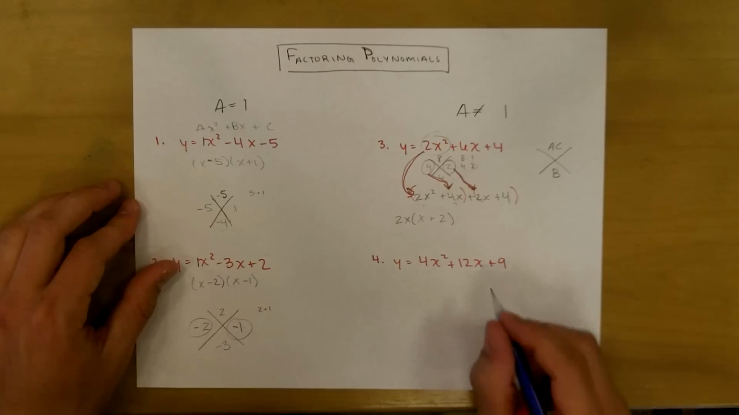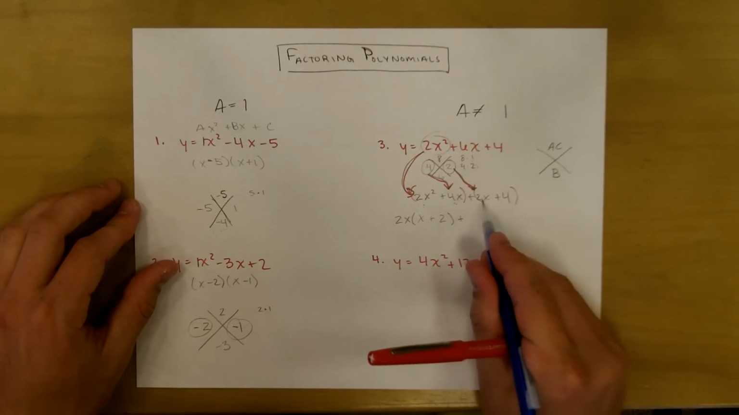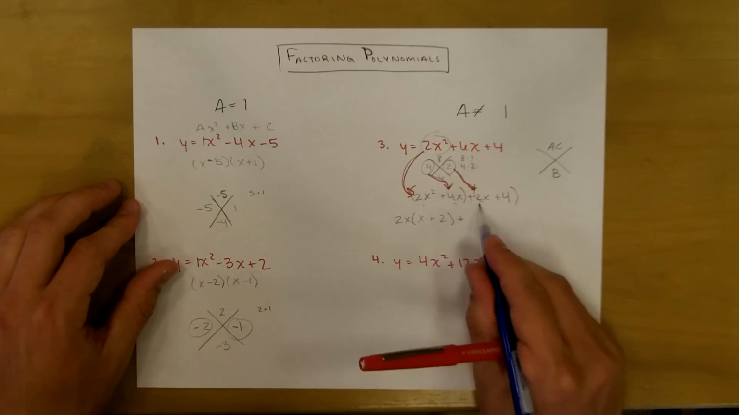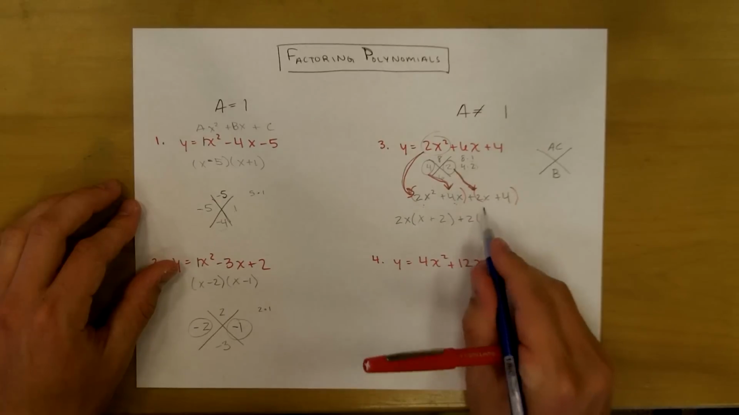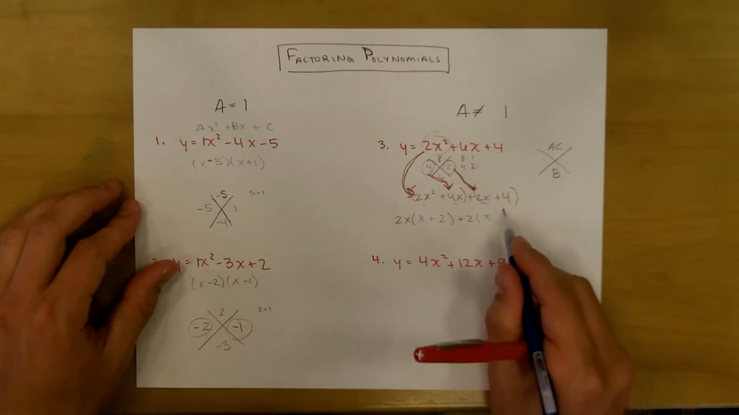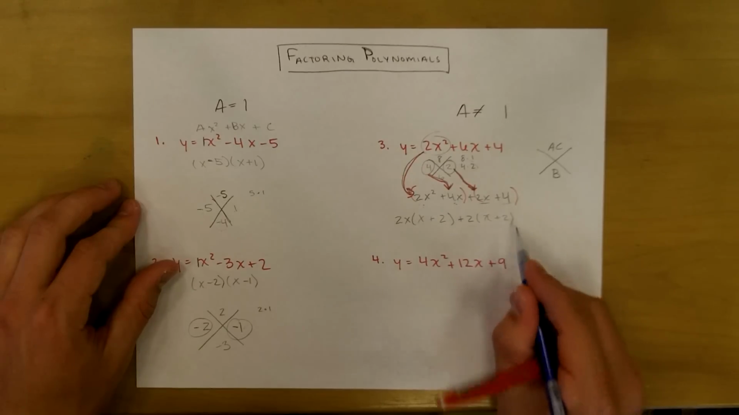Now I have to do the same thing over here. What can I pull out of both of these terms? Well, I can pull out a 2. If I pull out a 2 from this one, I'm left with x. If I pull out a 2 from the 4, I'm left with 2.